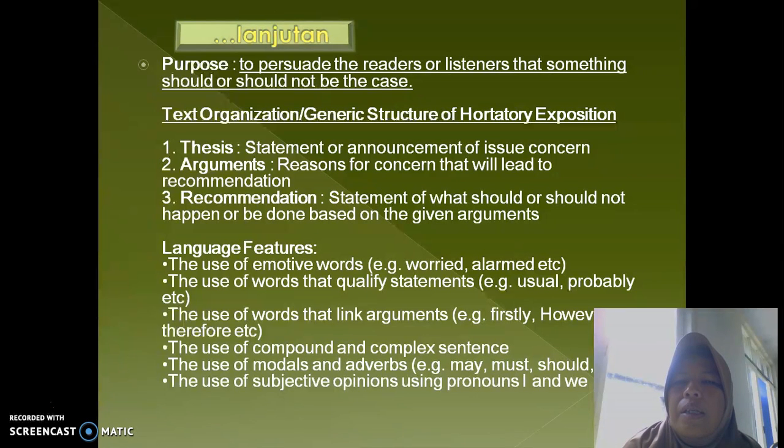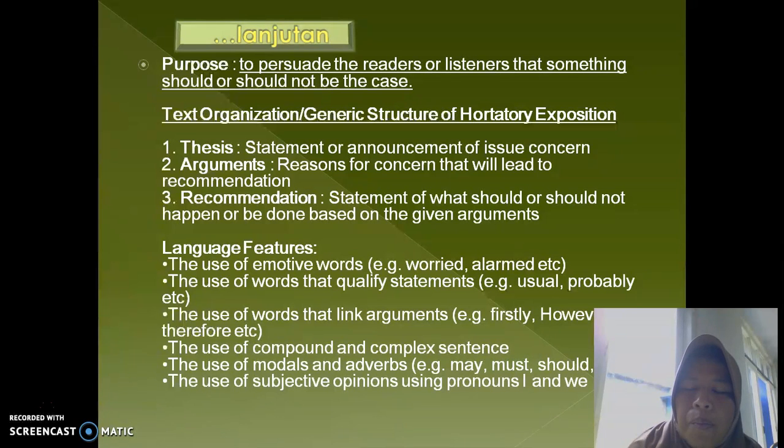The text organization or generic structure of hortatory exposition text is, the first one is thesis. It is a statement or announcement of issue of concern. And then the second one is arguments, that is the reasons for concern that will lead to recommendation. The third one is recommendation, that is statement of what should or should not happen or be done based on the given arguments.